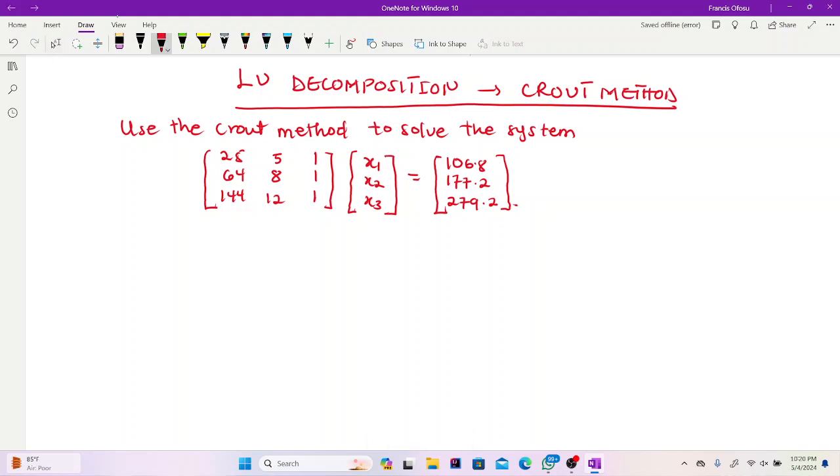In this video, I'm going to take you through LU decomposition, specifically the Crout method. In our previous lessons in numerical analysis, we've gone through Gaussian elimination, which is naive, partial, and complete pivoting. We've also done LU decomposition using the Doolittle method in the previous lesson. So in this lesson, we're going to use the Crout method of solving LU decomposition.